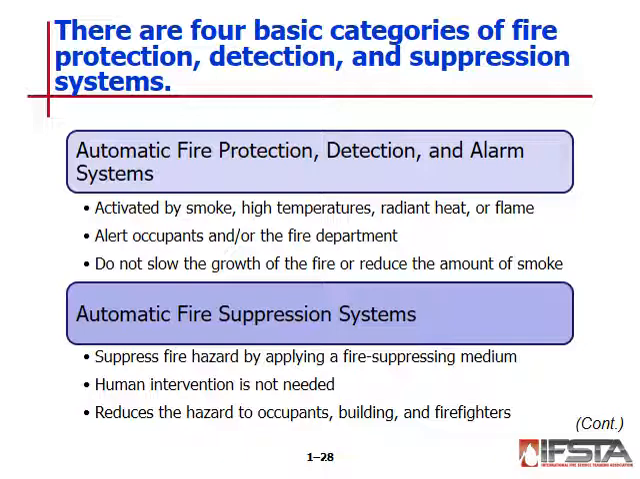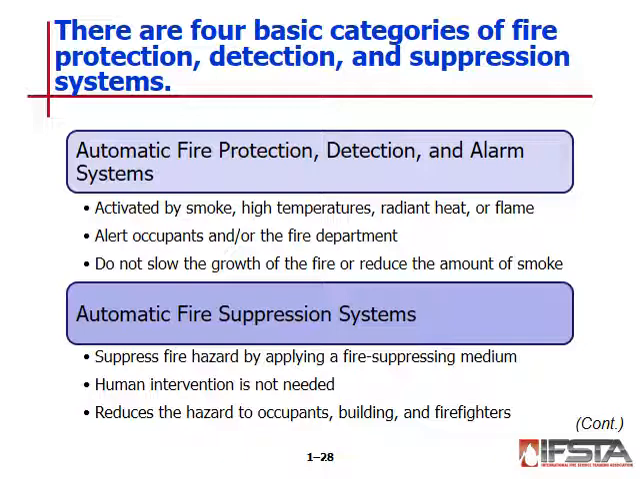Now, a variety of fire protection, detection, and suppression systems exist, and these systems can be divided into 4 basic categories. First being automatic fire protection, detection, and alarm systems. Now, they are activated by smoke, high temperatures, radiant heat, or flame signatures. And they alert the occupants in the building and or the fire department to the fire. These systems do not slow the growth of the fire or reduce the amount of smoke that is produced. Again, this one is just a warning device.